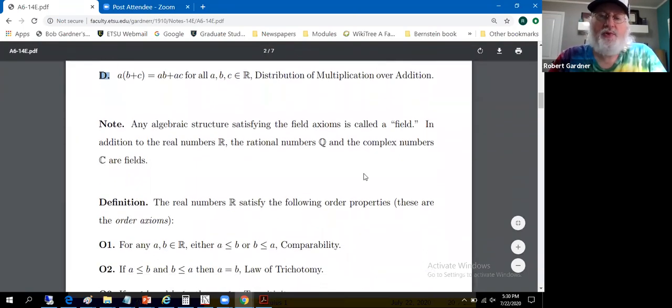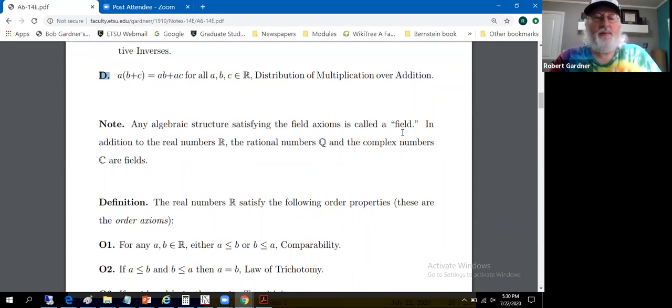Any algebraic structure satisfying these things is called a field. Do you know any examples of fields other than the real numbers? The rational numbers satisfy all that stuff. The complex numbers satisfy all of those properties as well. Rational numbers are usually denoted with a Q for quotient, and complex numbers with a C. So blackboard bold C here.